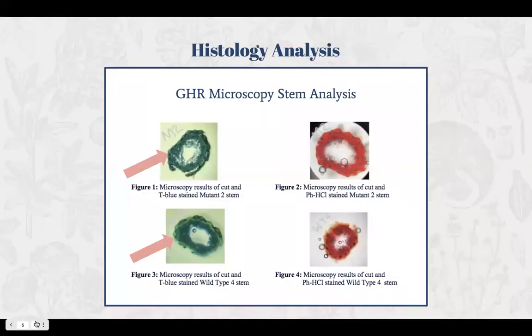In order to visualize structural differences between the wild-type and mutant Brachypodium distachyon plants, the middle internodes of all the plants were plucked and cut into cross-sections. These cross-sections were stained with T-blue and PHCl. We noticed that the mutants have thinner cell walls in comparison to the wild-type plant internodes, as pointed out by these arrows. Our gene is responsible for cell growth, and we believe that our mutation causes the thinner cell walls and the altered shapes of the mutant cells as shown in these microscopy images.